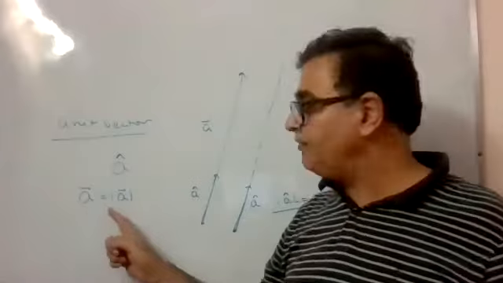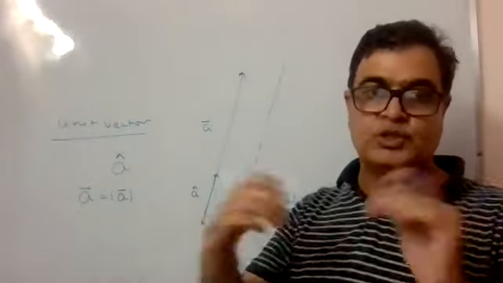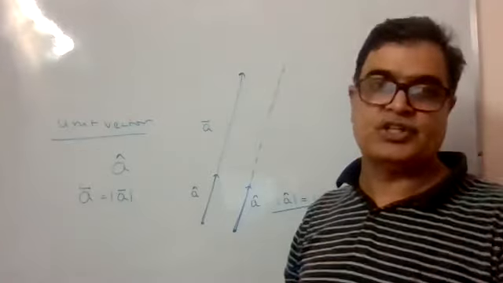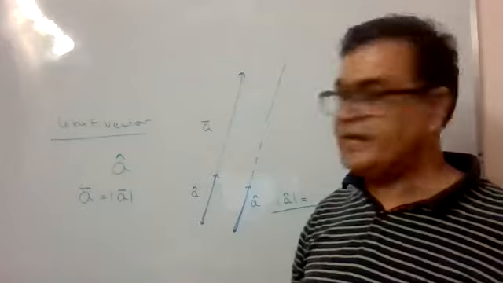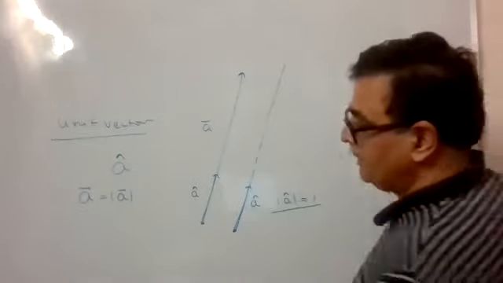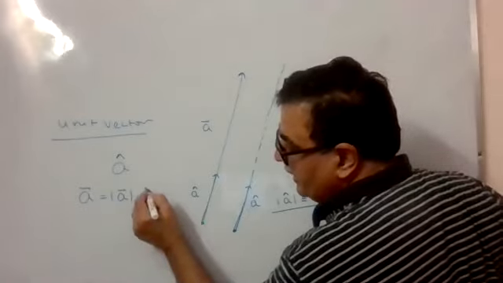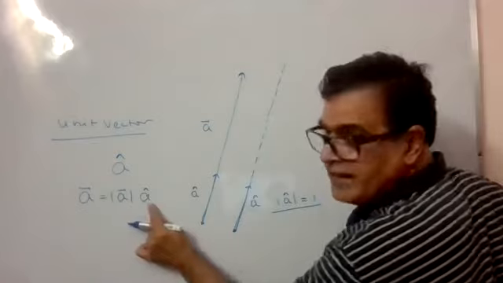A vector has its length, which will be denoted by A vector magnitude. Then its direction. Who will tell you the direction of vector A now? That will be denoted by A cap. Because this is the magnitude, this already has magnitude 1.